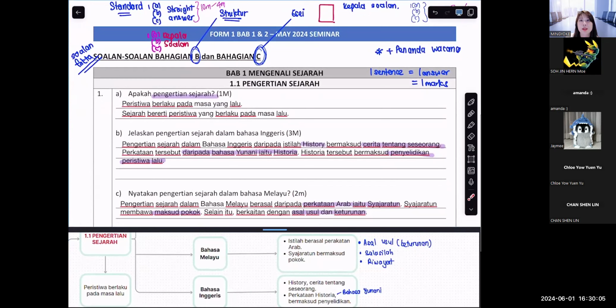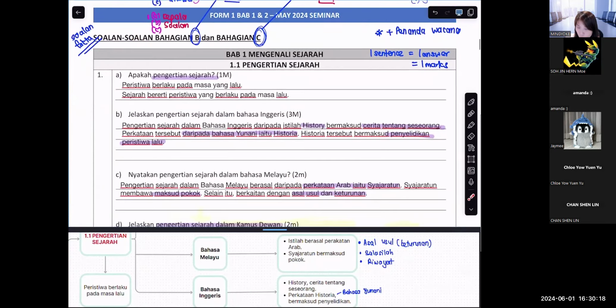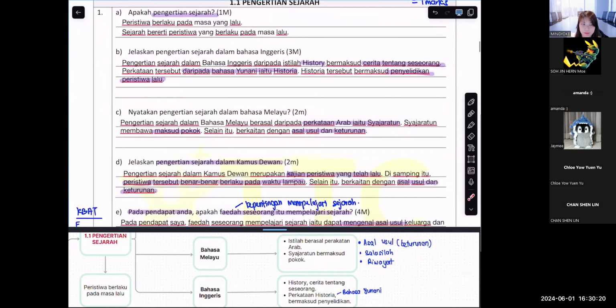Understand? So you look here, structural questions. You all understand how to write already, yeah? Structure question, every one of you know how to answer already, yeah? So now continue, you see.